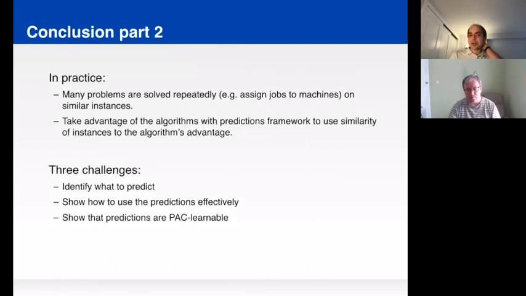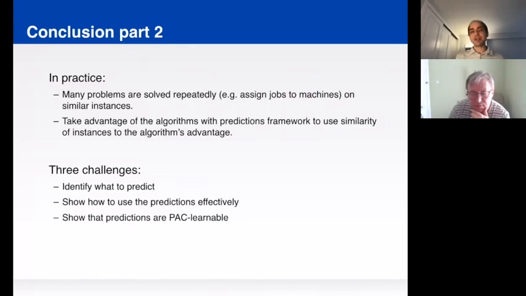To conclude here, as we slowly run out of time, the semantic problem that I want to attack is the fact that many problems are solved repeatedly, right? How do I capture that to really use this repeated nature of similar instances to get a speedup overall? And how do I prove something about this? I'm going to use this predictions framework, by really saying, here's something that you can predict. Here's something you can actually learn. It's PAC learnable. And now I can use it to the algorithmic advantage.